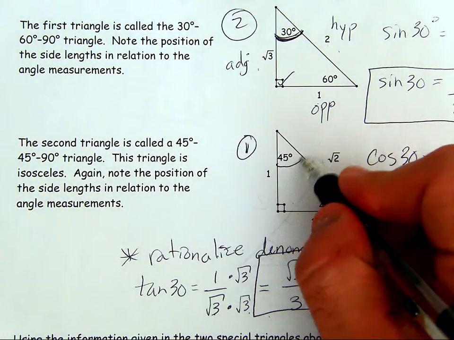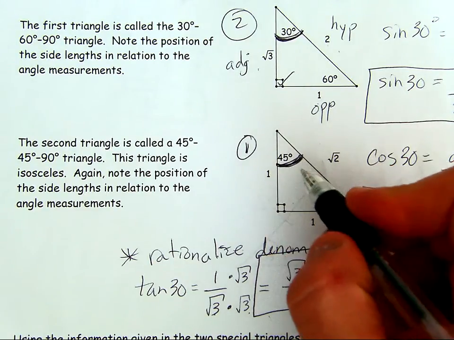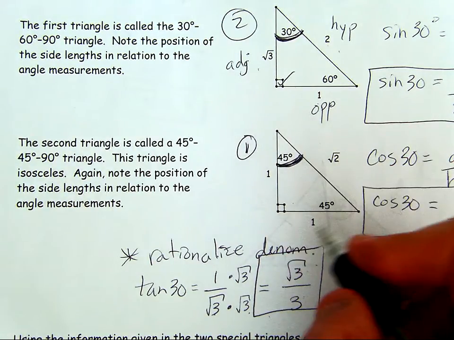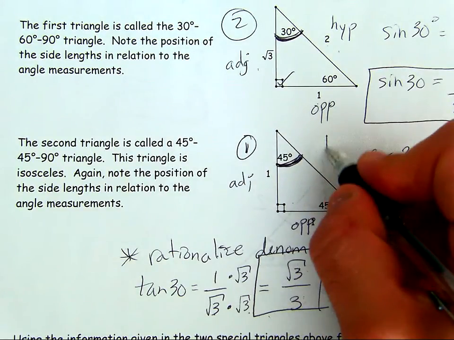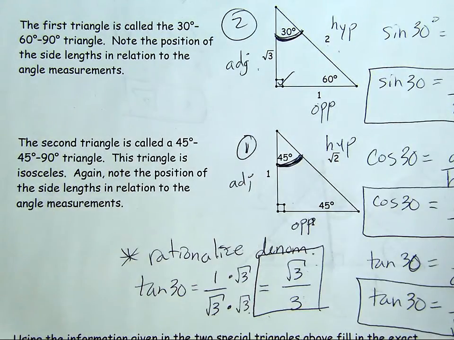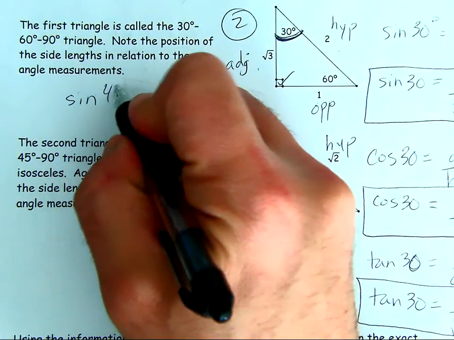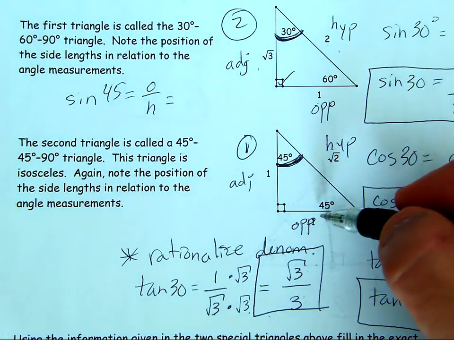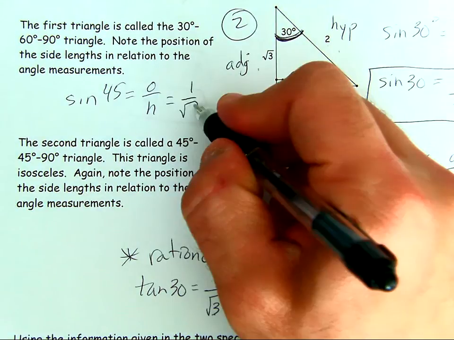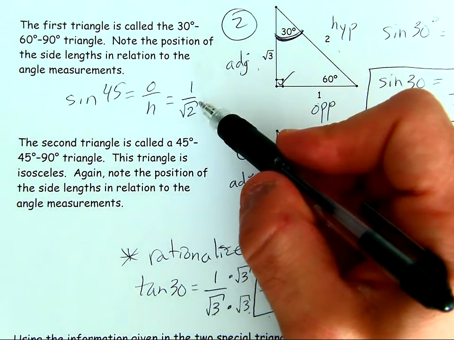So the sine, cos, and tan of 45. According to this 45, which 45 you use, it doesn't matter. So I'll use this 45 here. According to this 45 here, this is your opposite side, this is your adjacent side, and this is your hypotenuse. Of course, you can use this 45. Doesn't matter.